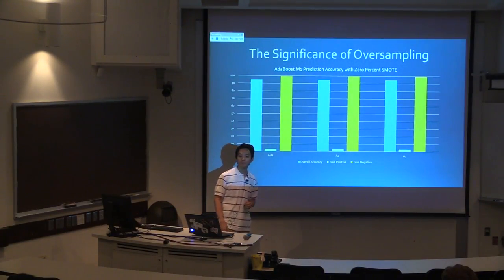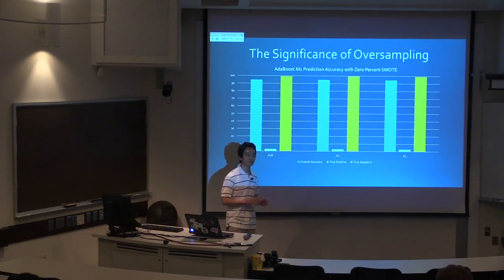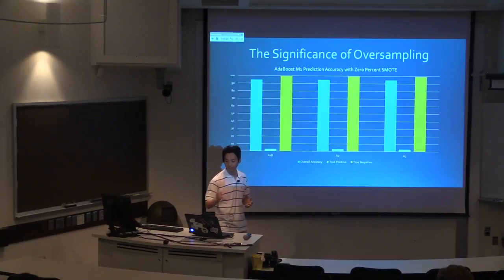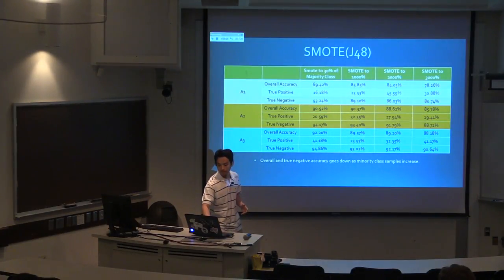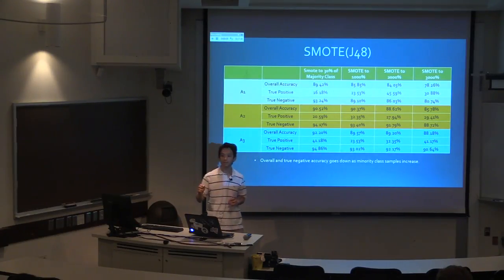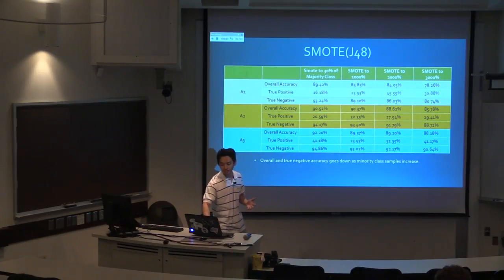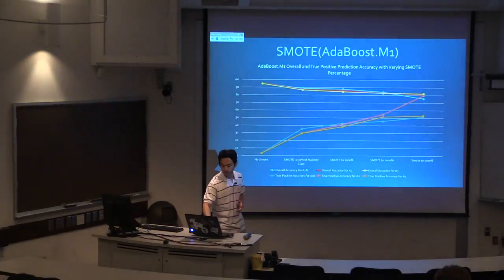So now I want to look at how oversampling affects our results. What basically happens is that, as I said before, the classifier will predict everything as true negative, and the overall accuracy is good, but true positive is really bad. And as the number of minority class instances goes up, overall accuracy goes down, but true positive will definitely go up. And then AWS gives us the same story.